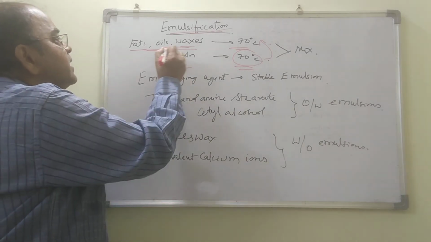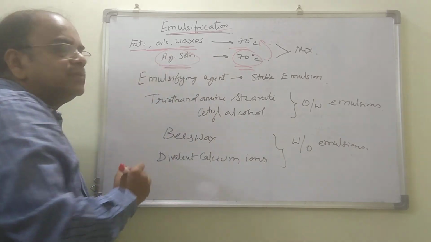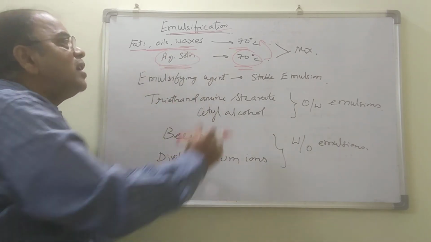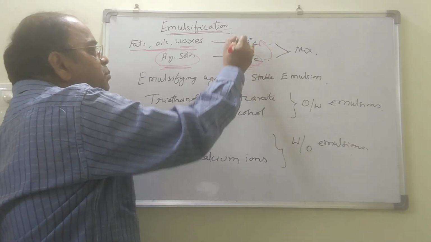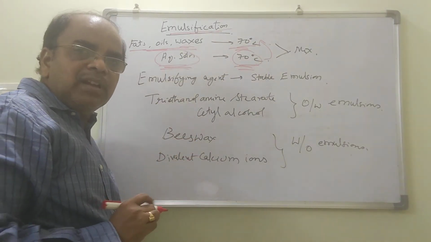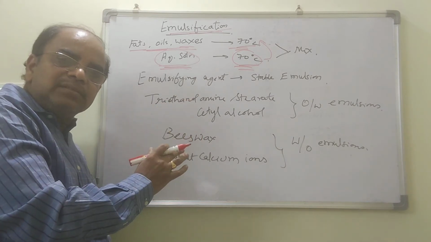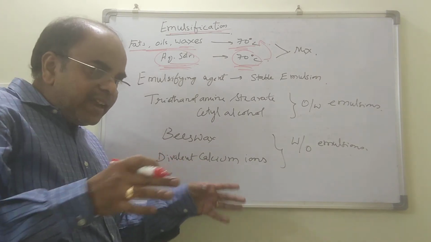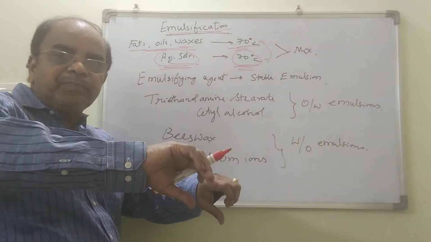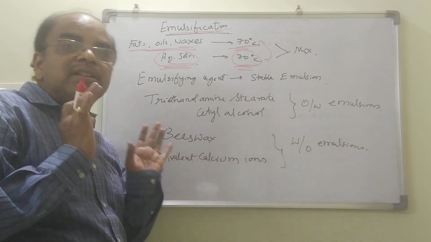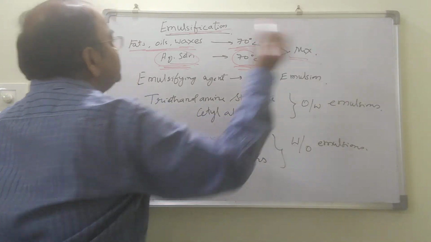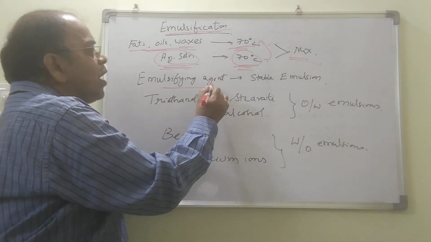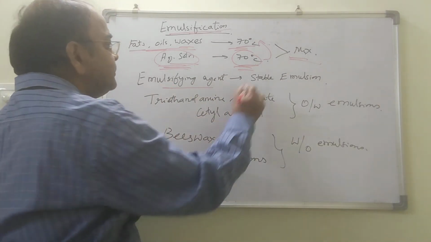Suppose this is at a low temperature, then there is a possibility for separation of the solids. So we want the same temperature, 70 and 70, both at almost the same temperature. Fat soluble substances and aqueous solution should be at the same temperature. Heat separately and mix these two at the same temperature with continuous stirring. Okay. Here that's the basic principle. The emulsifying agent is required to prepare a stable emulsion.